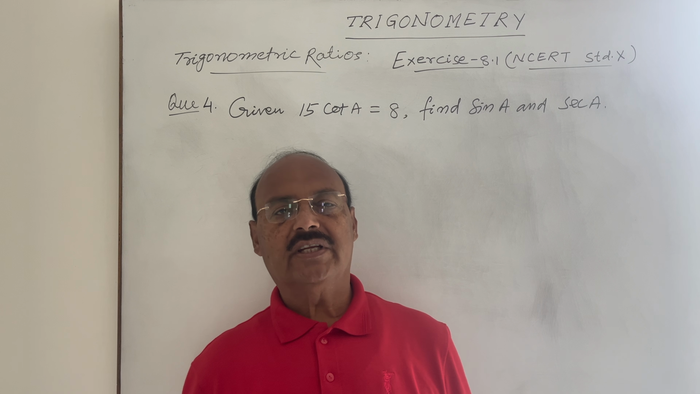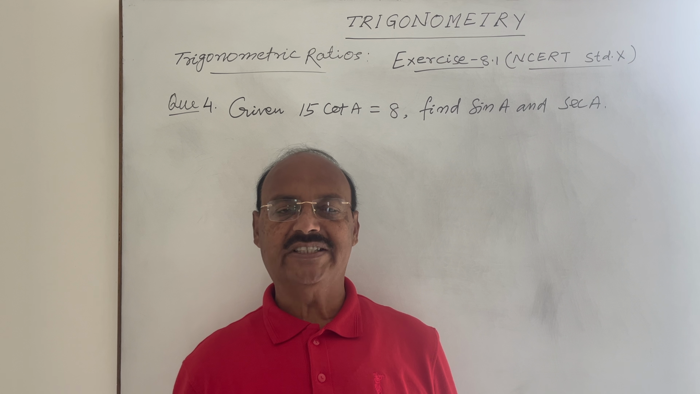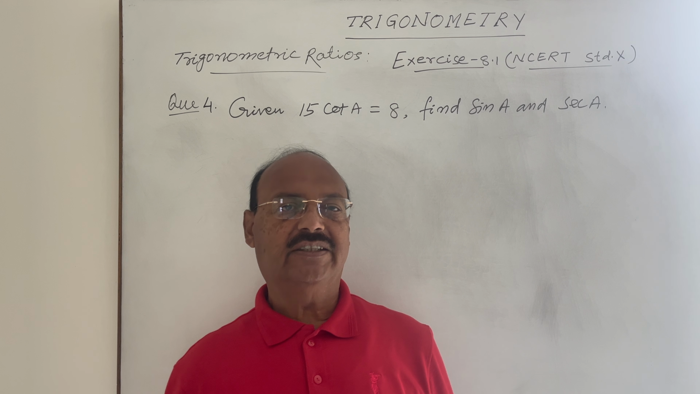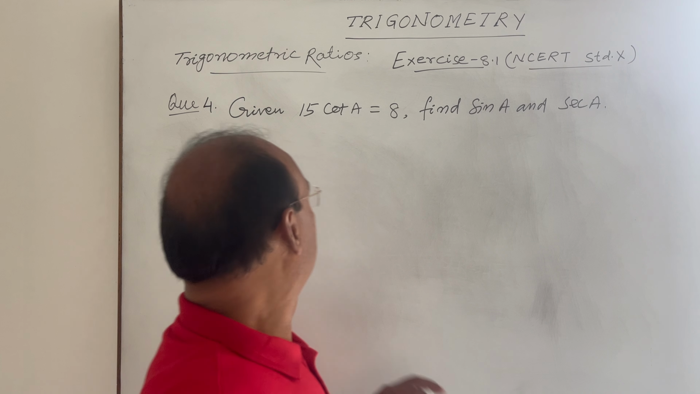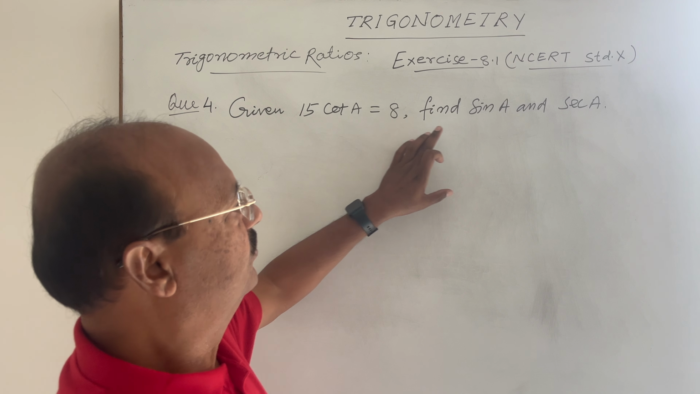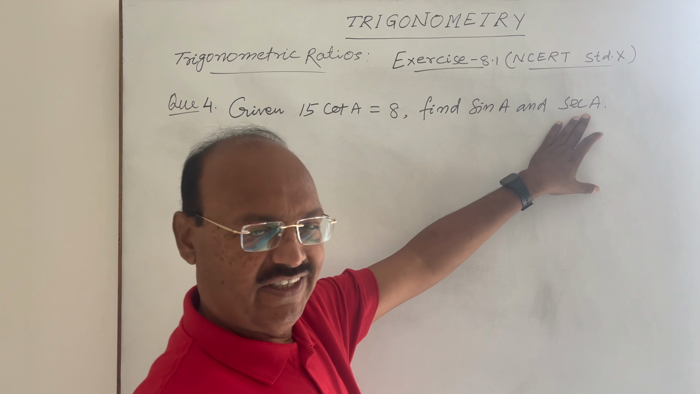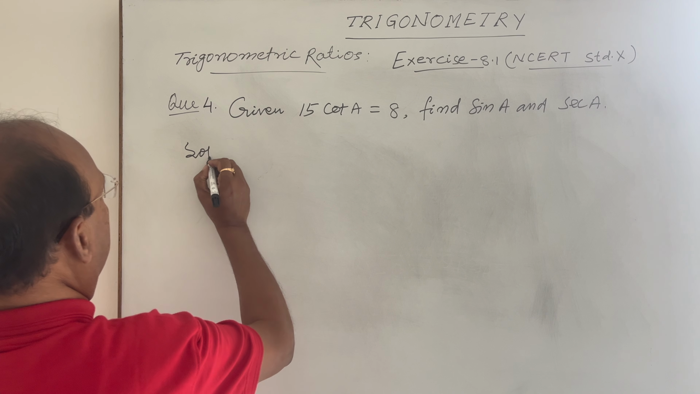Let us see question number 4 from exercise 8.1 of the chapter Trigonometry. Here the topic is trigonometric ratios. The question is: given 15 cot A is equal to 8, find sine A and cos A. Very interesting question. Okay, so let us see the solution here.